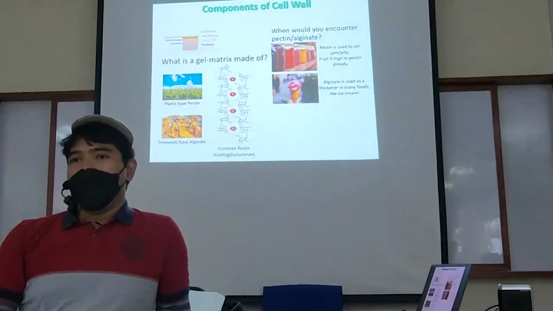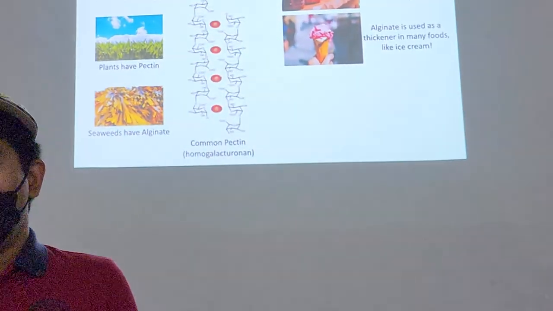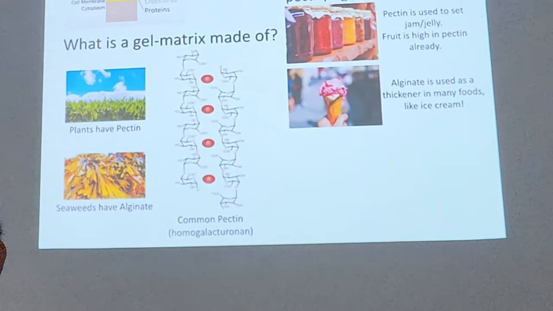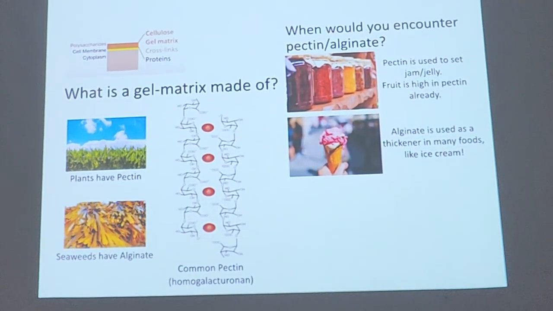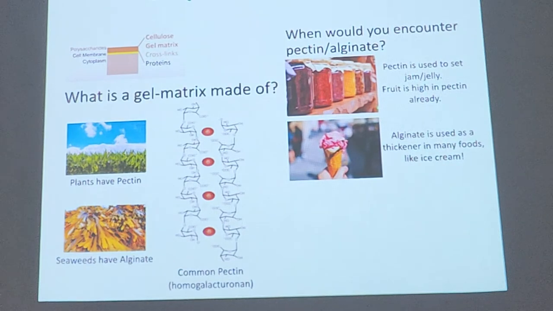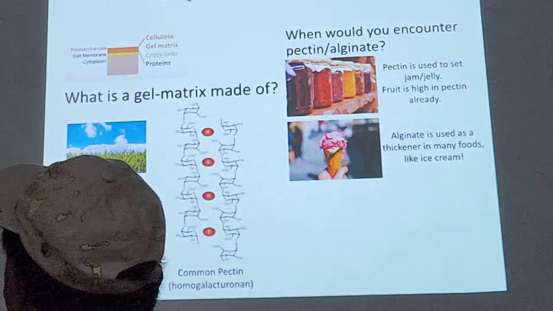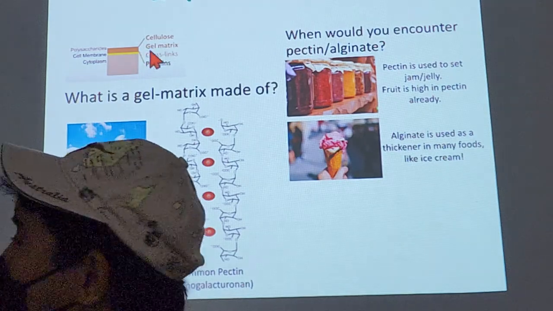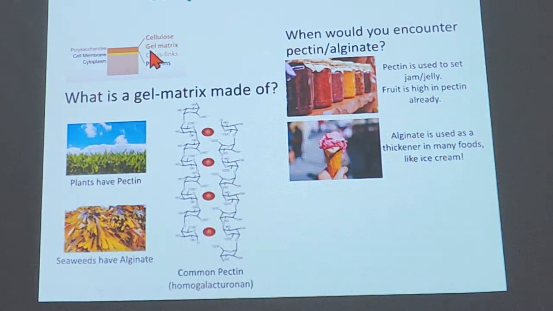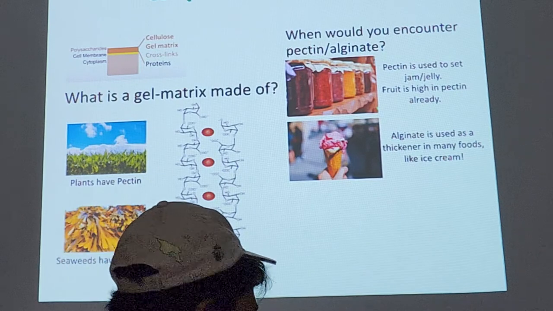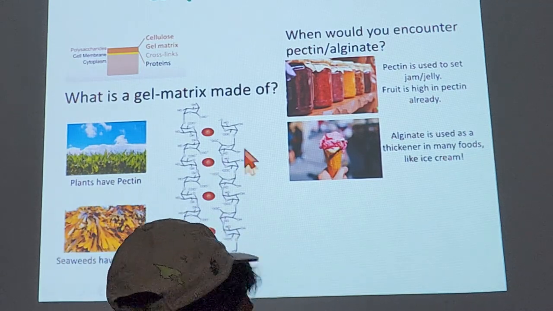And there are many more. Some pharmaceutical companies turn it into capsules. So cell wall is not only used for your clothes and your house building material, but it's even in your food. You cannot digest cell wall. The correct thing is you cannot digest cellulose, but you can still eat the second component of the cell wall, which is the gel matrix, right?